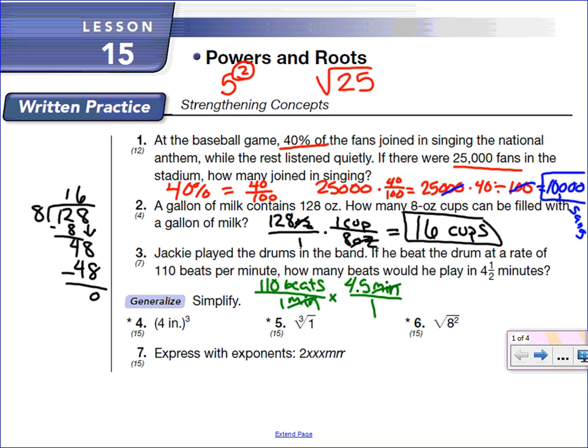So 110 times 4.5, well, 100 times 4.5 would be 450, and then 10 times 4.5 would be 45. So 450 and 45 is 495.